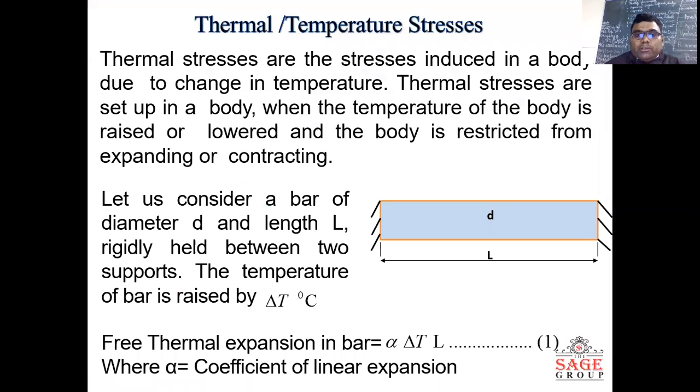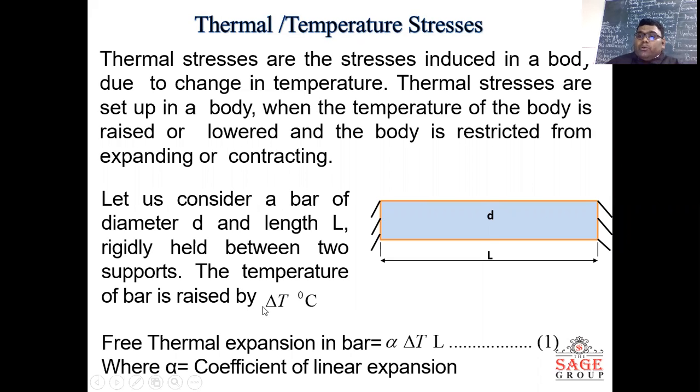So under this we can see that we have a bar having diameter d and length l. If the temperature of the environment is increased by 30 degrees, there is definitely some expansion in the dimension of that bar. Due to that expansion, one kind of stress develops inside the material, and that stress is called the thermal stress. You can see this is a bar, fixed on both sides, and the temperature has been raised by delta T degrees centigrade.